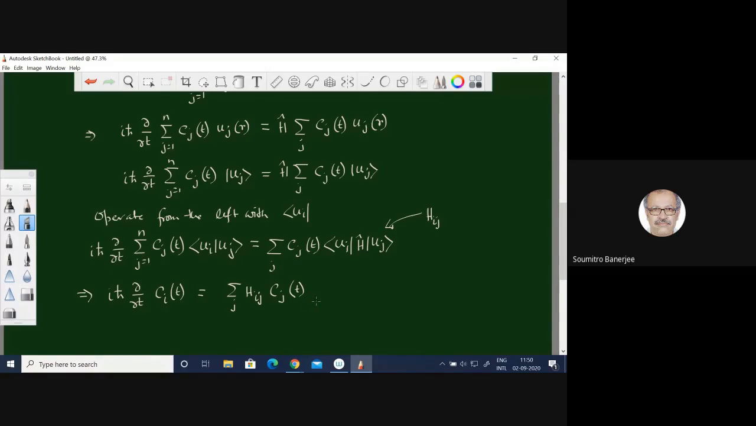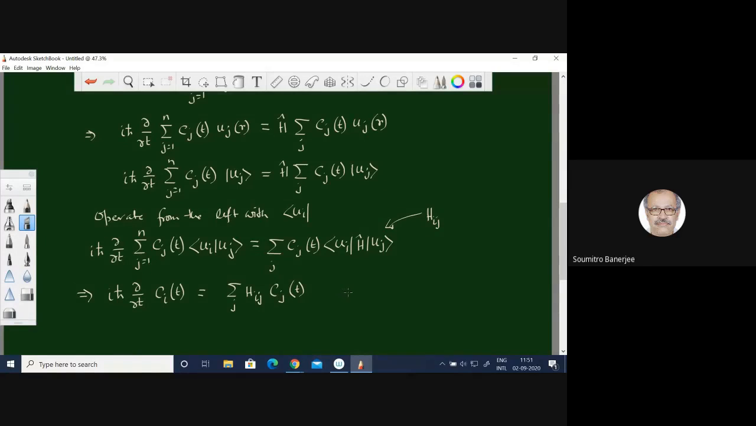So you notice that you started with a differential equation involving functions. Now you have arrived at one involving these coefficients. How do the coefficients vary? How do the vector elements vary with time? And you can see that the way the vector elements vary with time is related to, on the right hand side, the Hij matrix, the Hamiltonian matrix, times the Cj.